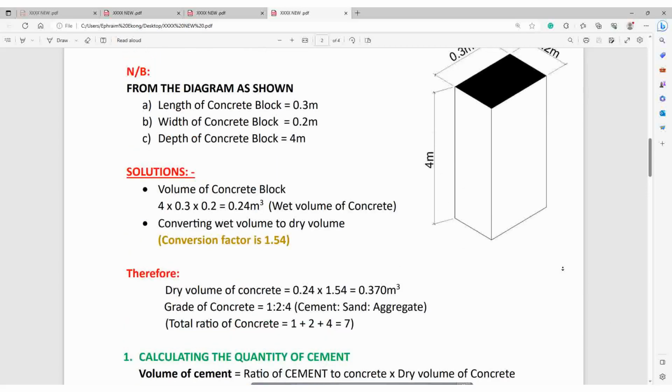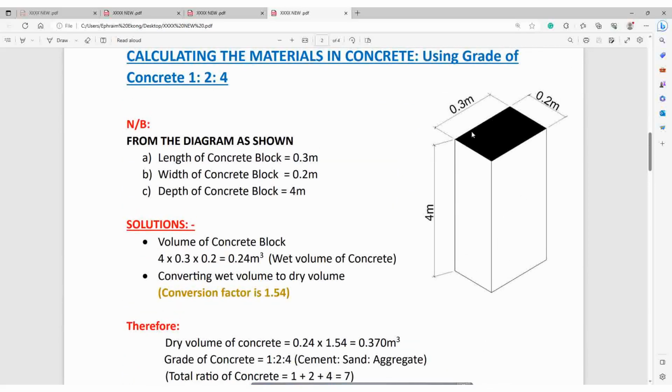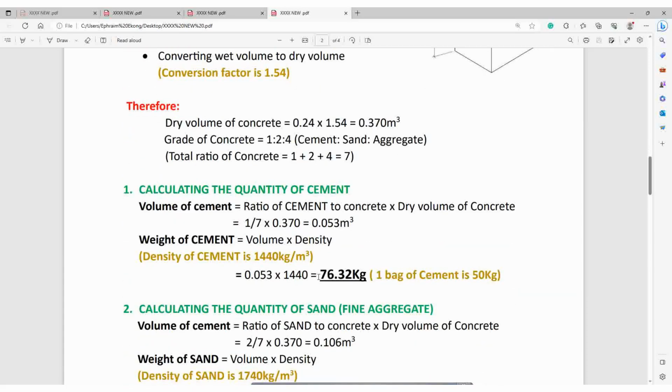So this is the concrete work. This is what we want to achieve: the quantity of cement used in this rectangular concrete block work. So we have this from our calculation. We have 76.32 kilogram. Now we are meant to understand that a bag of cement is 50 kg per weight.